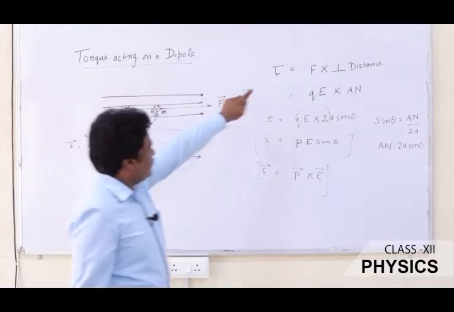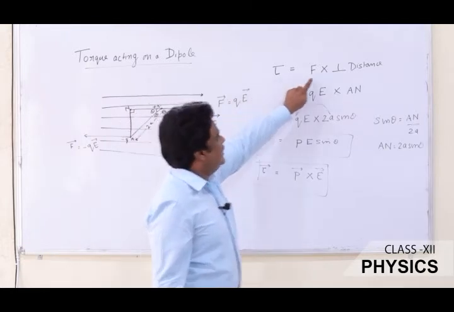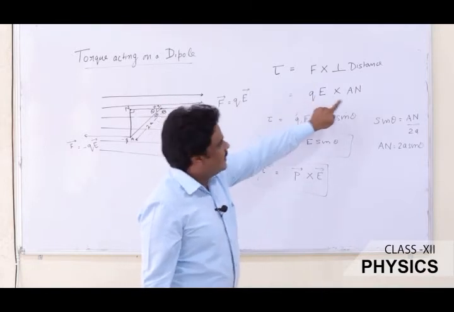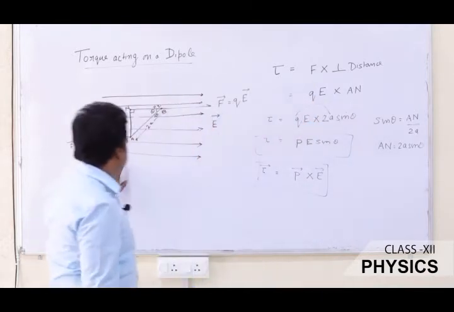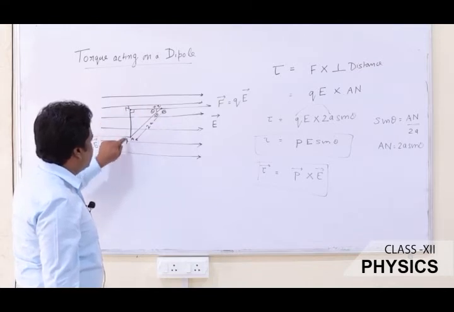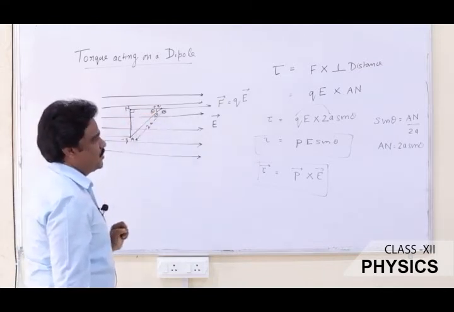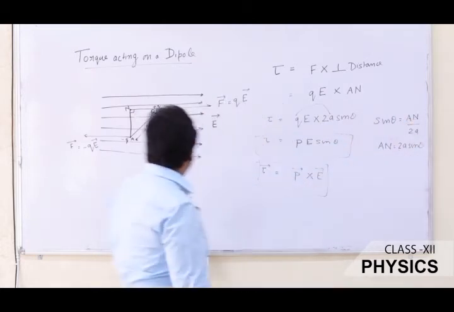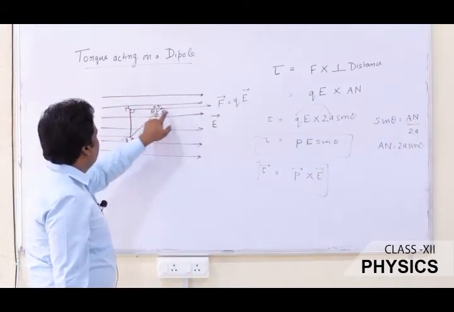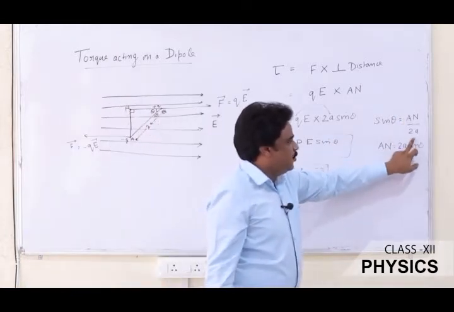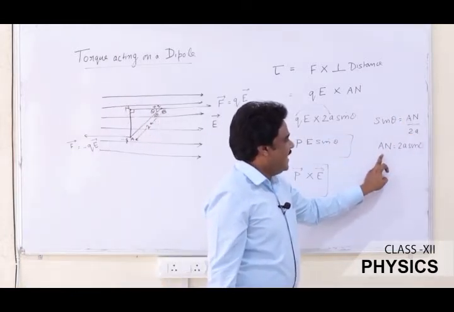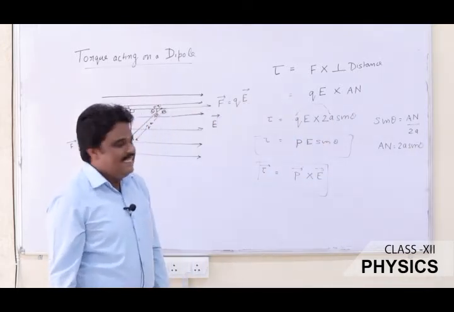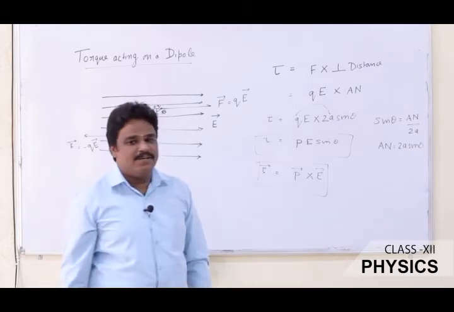Once again, what is the formula for torque? It is either force into perpendicular distance. Here I am writing the force as QE. What is the perpendicular distance? It is obtained from the construction, that is, AN represents the perpendicular distance between the lines of action of the forces. So from trigonometry, from the right triangle ANB, sine theta is AN by 2A, where 2A is the length of the dipole. This implies AN is equal to 2A sine theta. Put it back, tau comes to be PE sine theta, and in vector form it is P cross E.